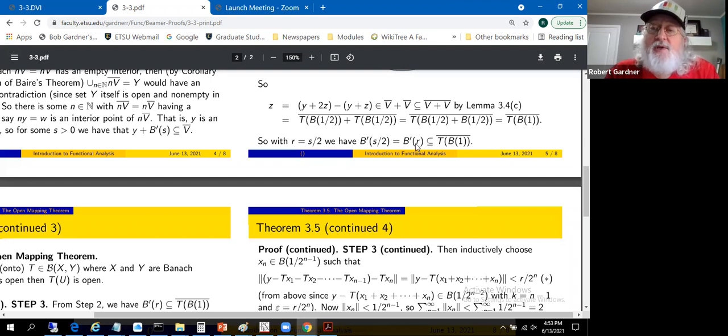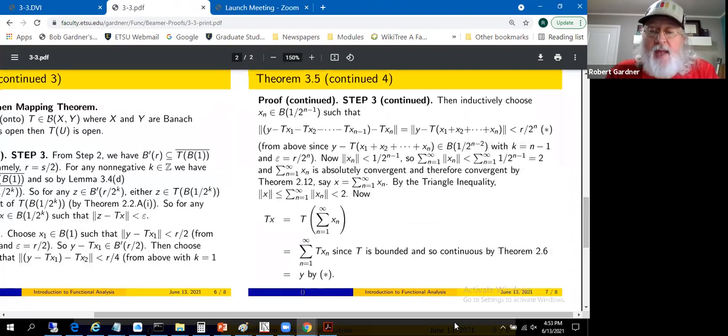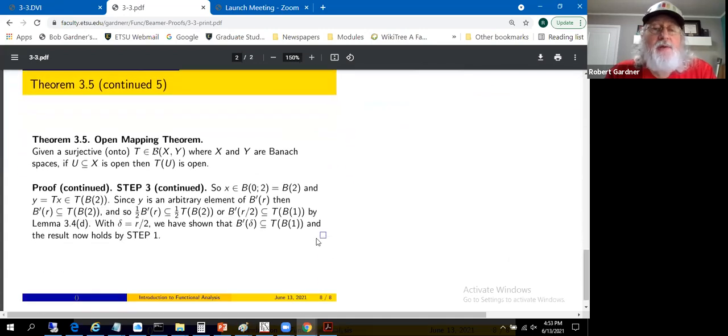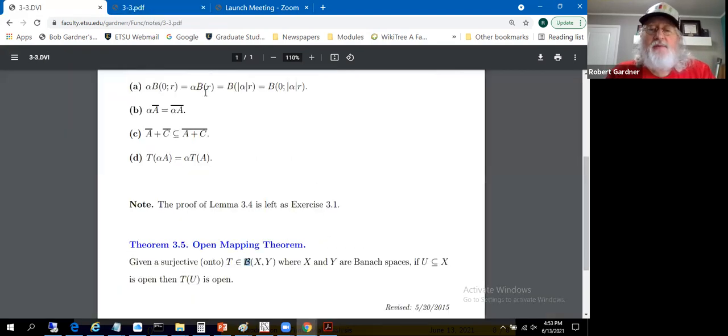What we did is we took r and cut it in half. So we ended up cutting the radius in half again, and we had delta equals r over 2. Cut in half again. I was going to look up where we made a big deal out of an arbitrary point. Here it is right here. Continued 3, slide number 6. We assumed at this stage that y is an arbitrary element of B prime of r. And then we went through and showed that that implies that y was an element of T of B of 2, and then we cut that in half again to get the unit ball. So there's geometry behind it. It's not quite as wild as it might look on the surface of things. So that finishes it. And that's the open mapping theorem.